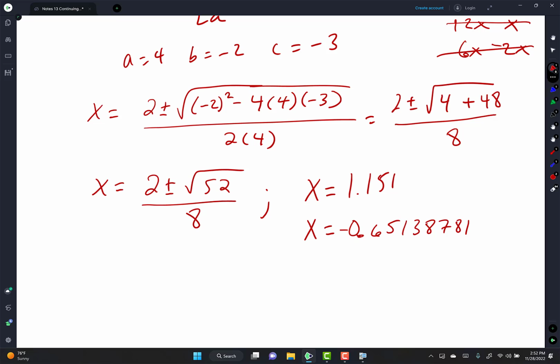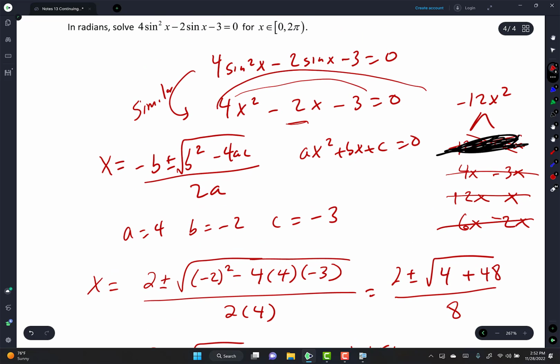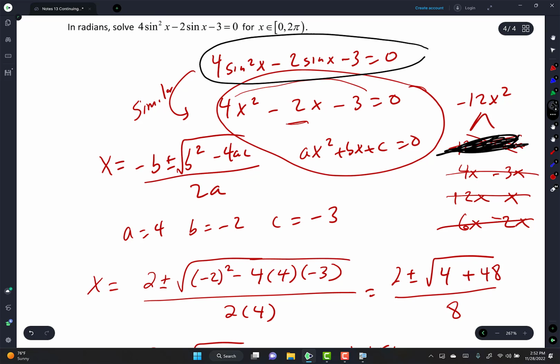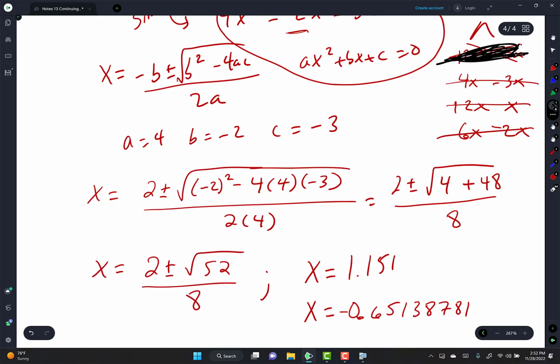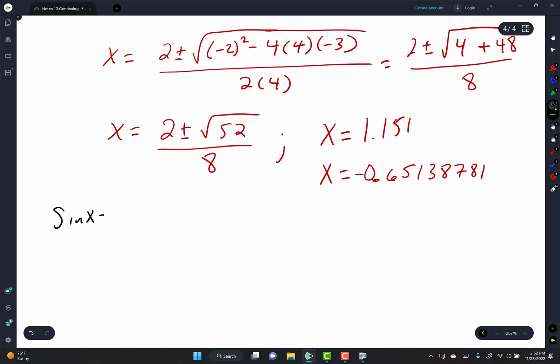Are you okay? We haven't even solved our problem yet. Okay, don't worry, we're going to go slow. That's if we had this. We don't have that. We have this guy. But relax. The only thing that changes is that instead of x, you're going to say sine x. So you're going to write sine x equals 1.151. That's not possible, so we don't have to worry about that. But this one is sine x equals negative 0.65138781.